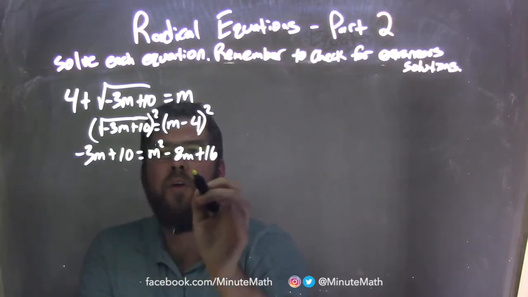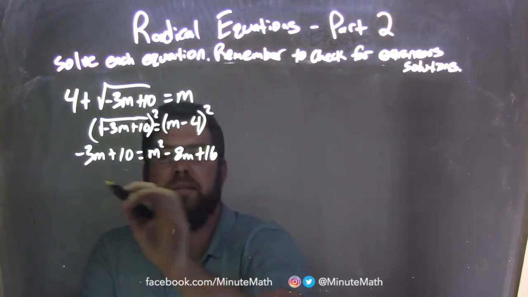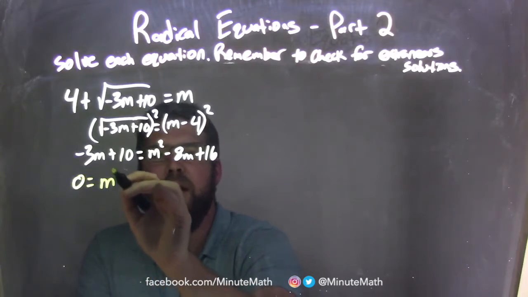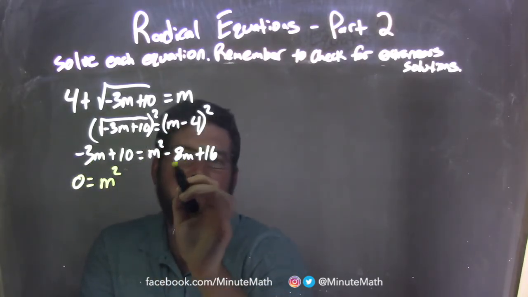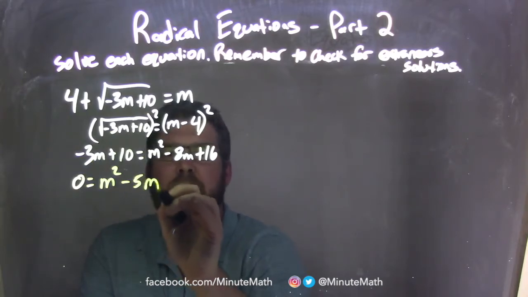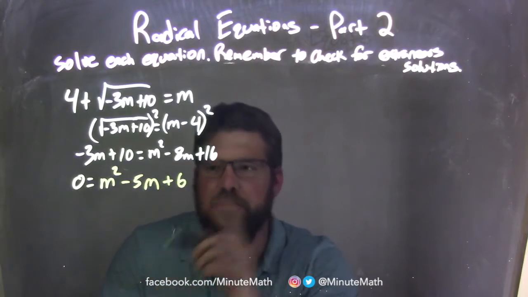From there, I'm going to bring over the 3m and the 10, so I'm going to add 3m to both sides, subtract the 10, and that's going to leave me here with m squared, right? Adding 3m to the negative 8m is a negative 5m, and I've subtracted 10 from both sides, which gives me a plus 6.